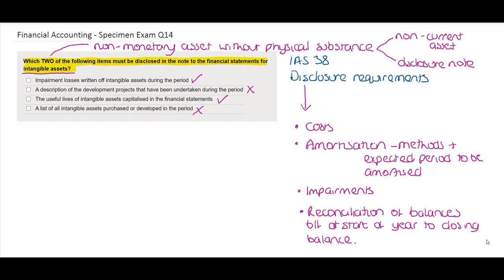Therefore, IAS 38 tells us that what's required for a disclosure note in the financial statements is the first option, impairment losses written off intangible assets during the period, and the third option, the useful lives of intangible assets capitalised in the financial statements.